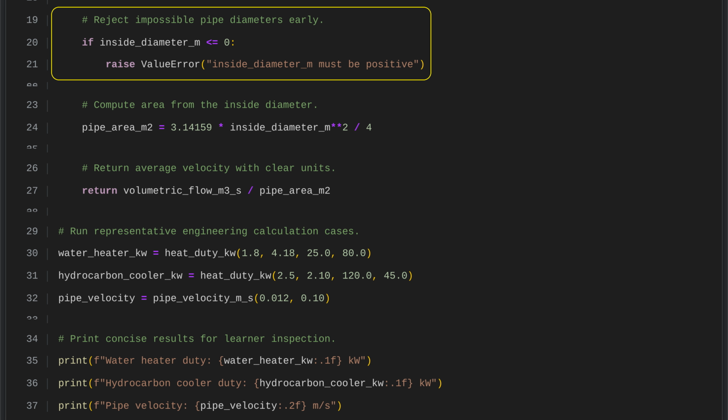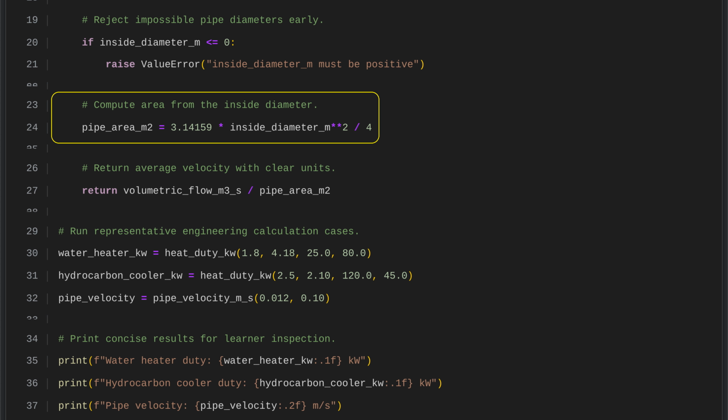The code first checks that the pipe's inside diameter is greater than 0. If the value is 0 or negative, it raises an error because such a diameter is not physically valid. This validation prevents meaningless calculations from continuing with invalid input.